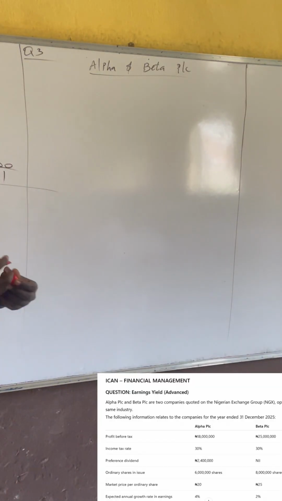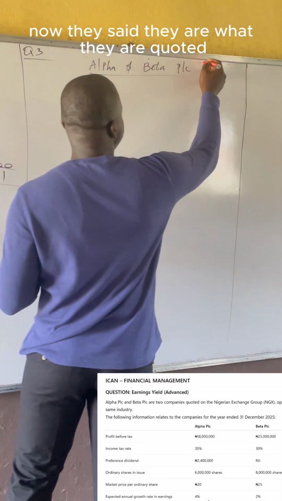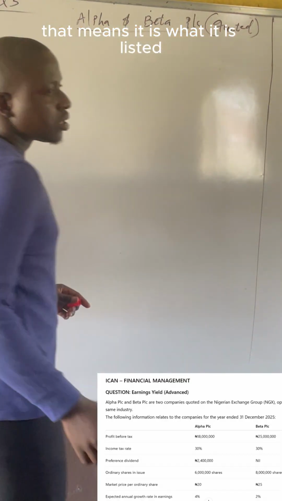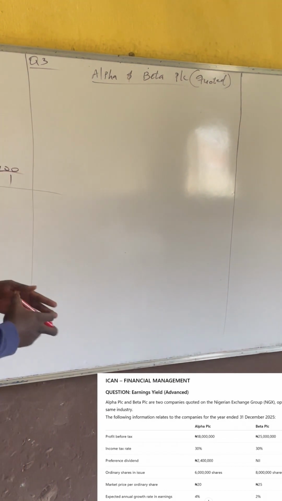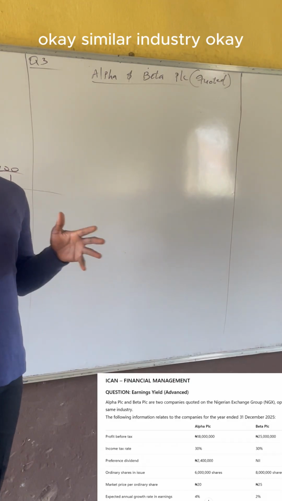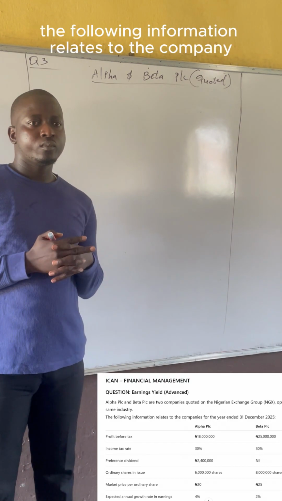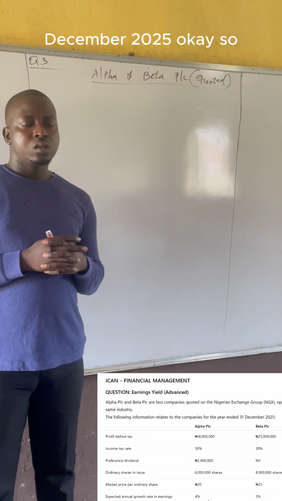We have two companies quoted on the Nigeria Exchange. Quoted means the company is listed and the data are sanitized, operating in the same industry. The following information relates to the companies for the year ended 31st December 2025.